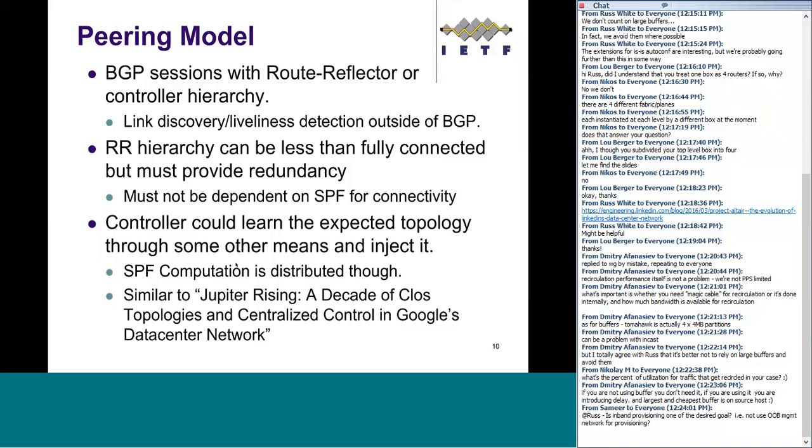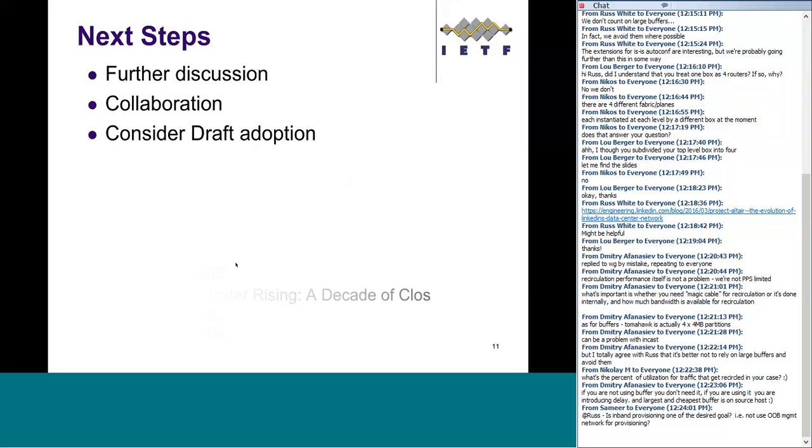The controller could learn the topology from LS. SPF is fairly distributed. It would run and be executed on each and every router. And if you look at this model, it's very, very similar to Jupiterizing the Clos part that Google earlier tried to do or has executed at some point, with a difference that it is done with a standardized protocol. Next slide. Yep, that's about it. Questions?